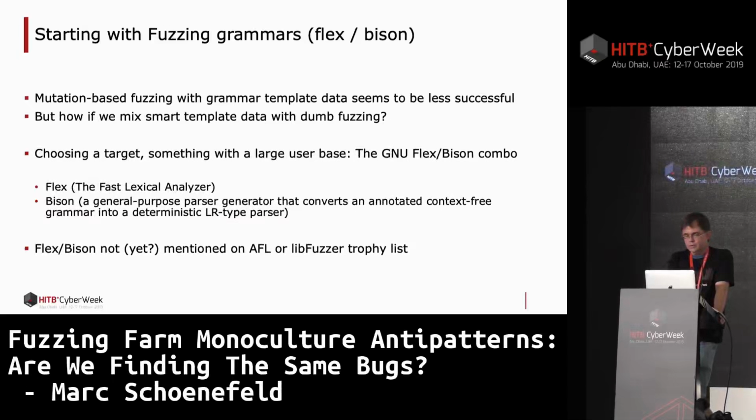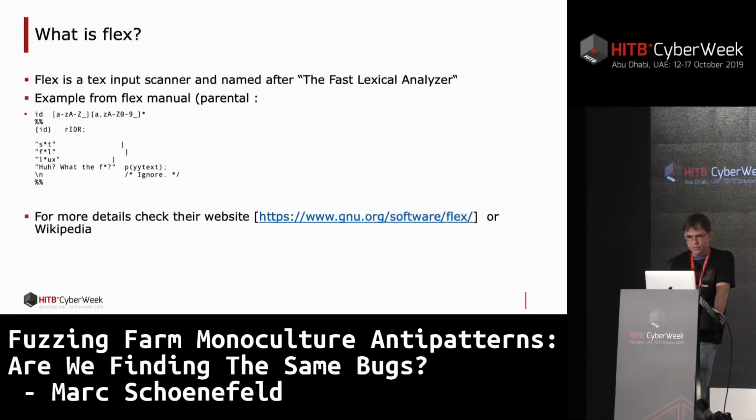Since the old Unix days, there is the Lex Yacc, as it was called, combo, which in the GNU world is Flex Bison. Flex is a fast lexical analyzer, and Bison is a general-purpose parser generator that converts grammar into C code, a working parser. So both these tools were not mentioned in the AFL or libFuzzer trophy case, so that was a nice thing to try.